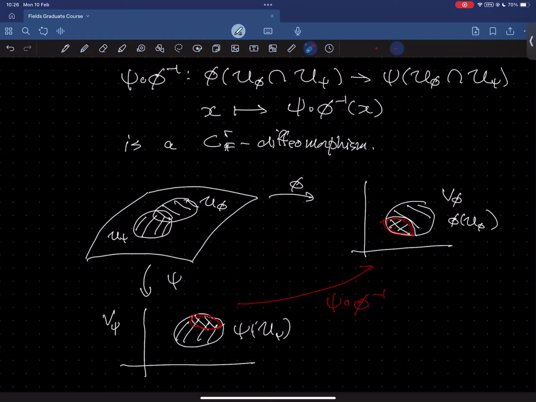I think I'm at the end of the lecture for today. We'll pick this up next time and see how to turn these two bits of the definition into a structure for the set S.